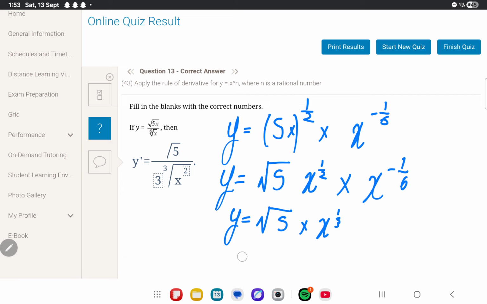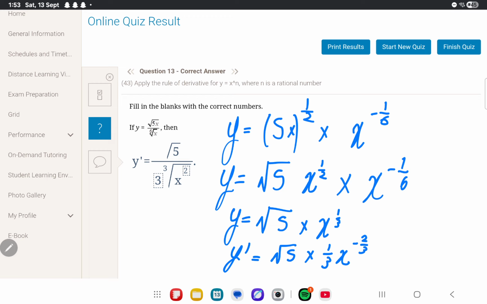Yeah, so wait, this is my final equation. Okay, but now I'm going to derive. So dy by dx, or y prime. So y prime is radical 5 times 1 over 3x. What's 1 over 3 minus 1? Negative 2 over 3. Exactly.